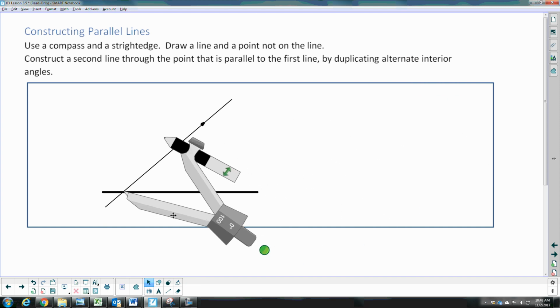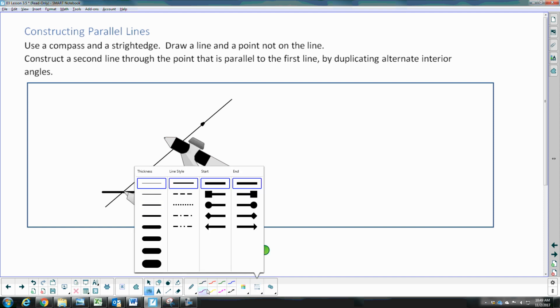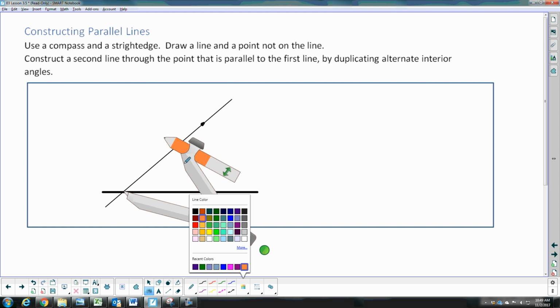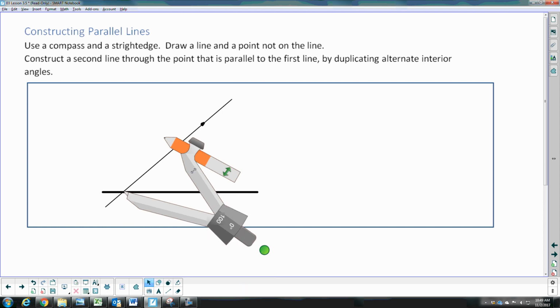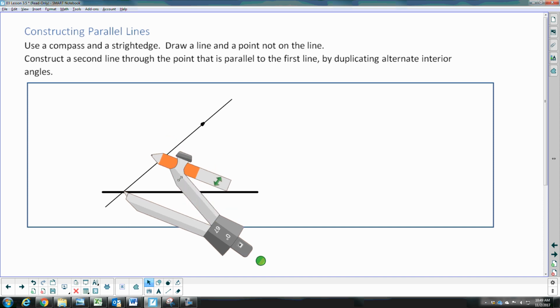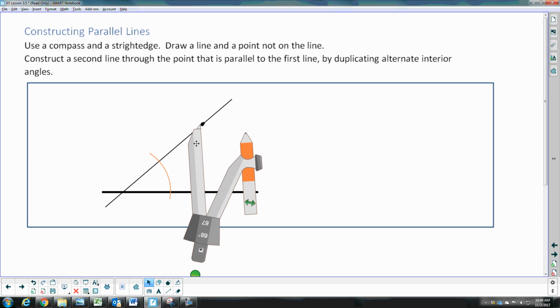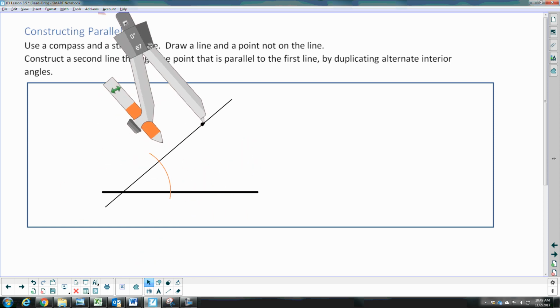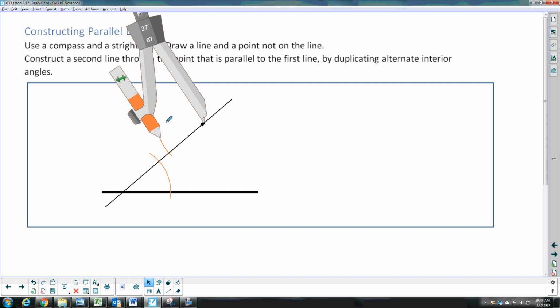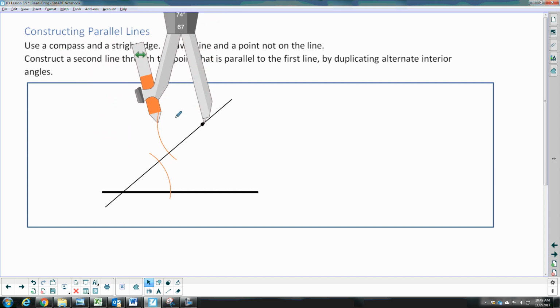So here's one angle. And I have to duplicate this angle, and I have to duplicate it so that it's an alternate interior angle. So right now, it's on the right side of the transversal. My new angle is going to be on the left side of the transversal because that's how it becomes an alternate interior angle. It's going to be inside the two parallel lines, but on opposite sides of the transversal.